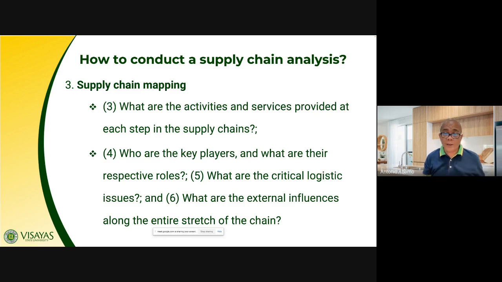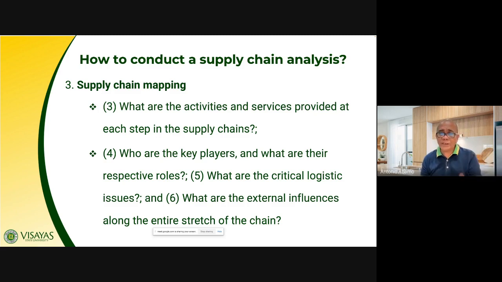And then, who are the key players? And what are the critical logistic issues? Okay. What are the issues at the farm level? What are the issues at the trader? What are the issues at the processor? What are the issues at the retailer or wholesaler? Something like that. Issues. High cost of transport, poor technology, high cost of power, and then you have a lot of other things. No assistance from the government, whatever. And these are critical logistic issues. Logistic, we mean the forward movement of the product. What are the impediments? What holds it back?